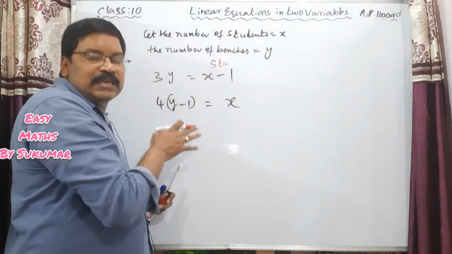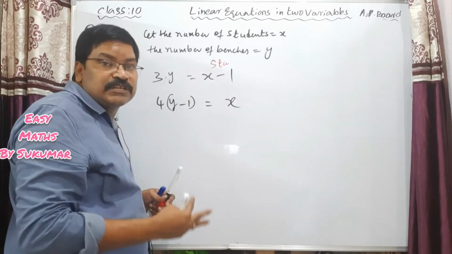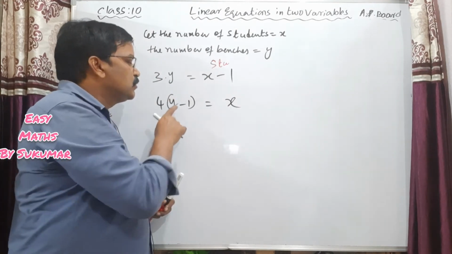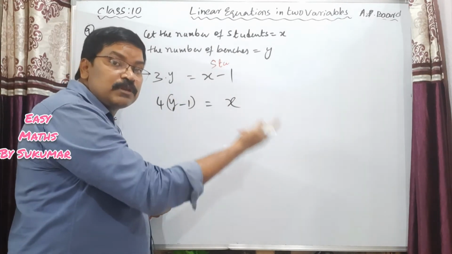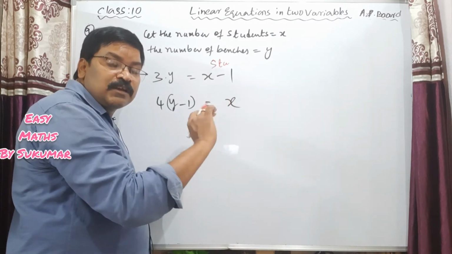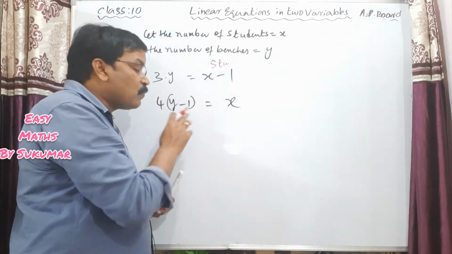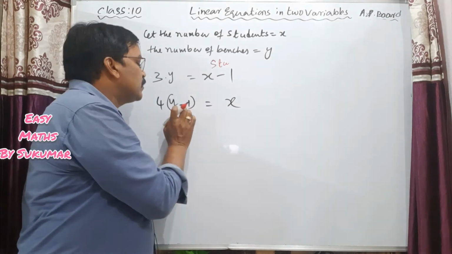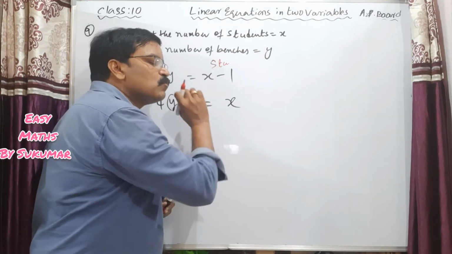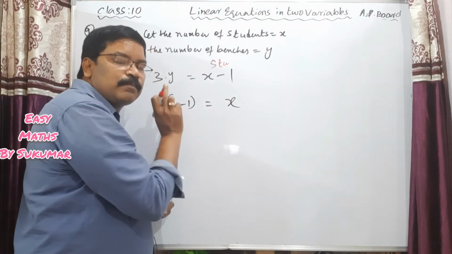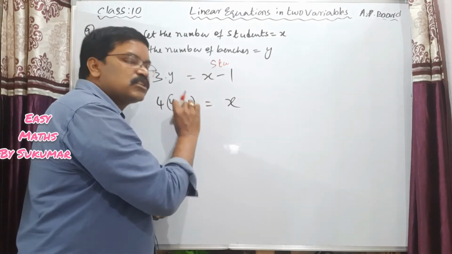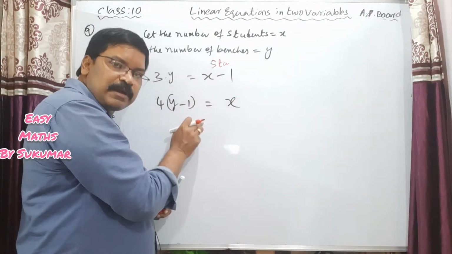Okay. In the second case, if 4 students are sitting on each bench, one bench will be left. That means here no student is left. One bench will be left, that means from the number of benches, just remove one bench. The number of benches is y. Just remove one bench, that is y minus 1.